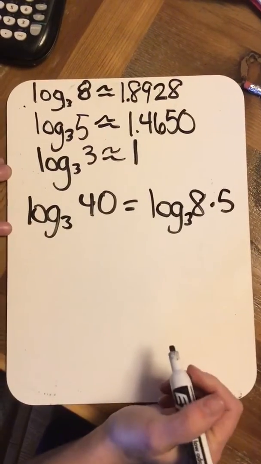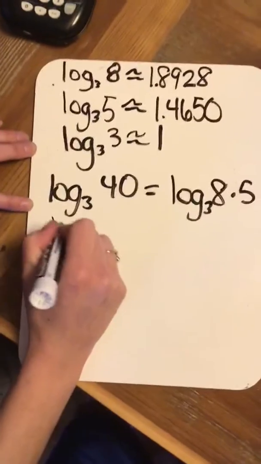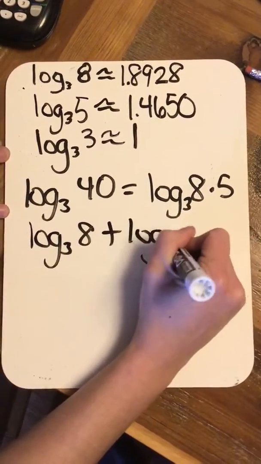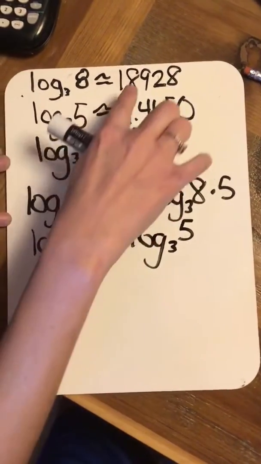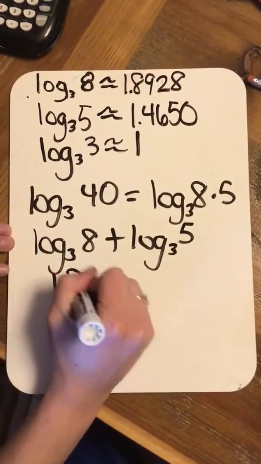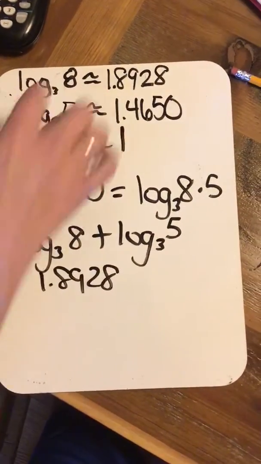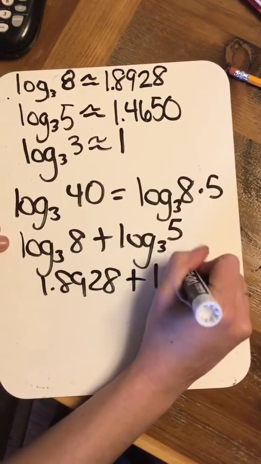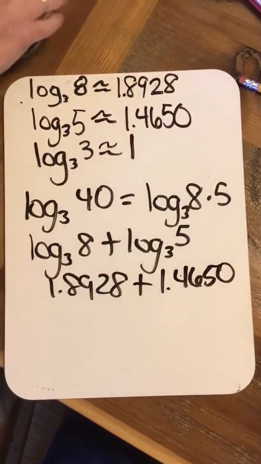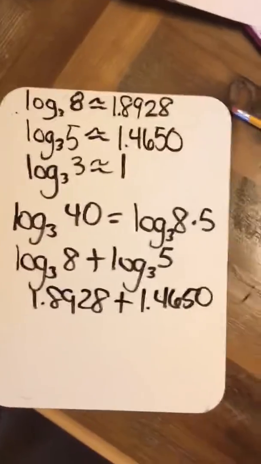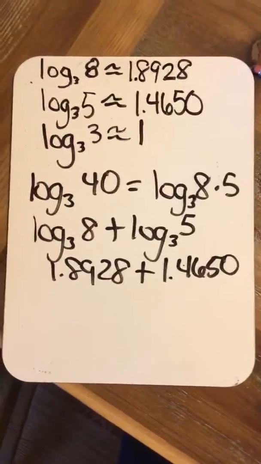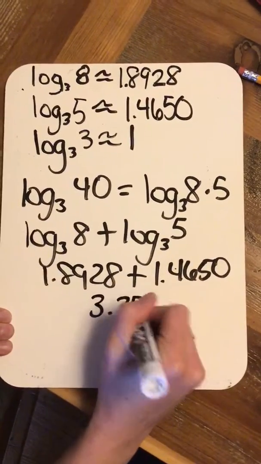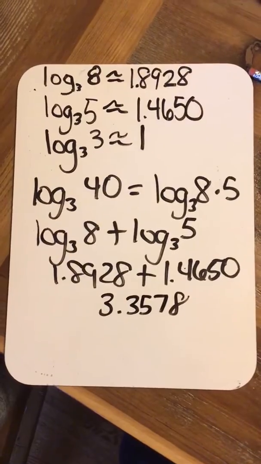And then I'm going to use my properties to say I can break this up into two pieces. Log base 3 of 8, multiplication turns into adding, log base 3 of 5. And then all I have to do is look up at my numbers. So I have 1.8928 is what they're telling me log base 3 of 8 is, plus whatever log base 3 of 5 is, 1.4650, and then I would just type that into my calculator to find out what it equals, which it happens to equal 3.3578. So that would be how I could show my work to do that.